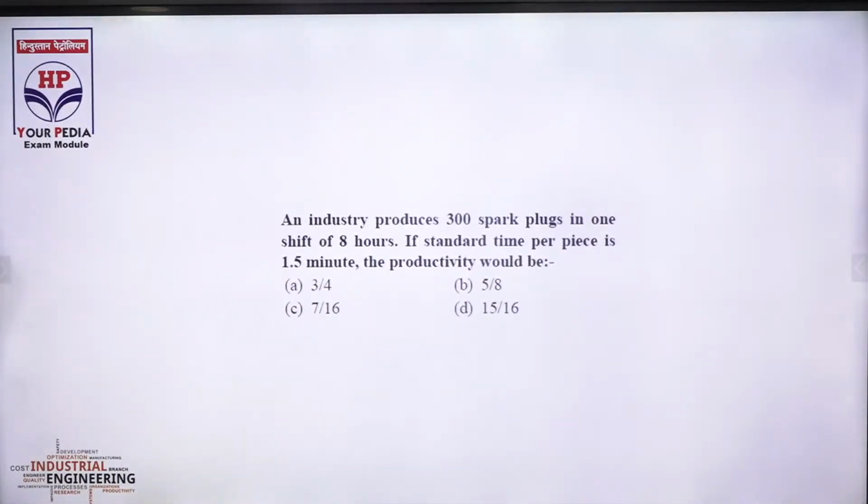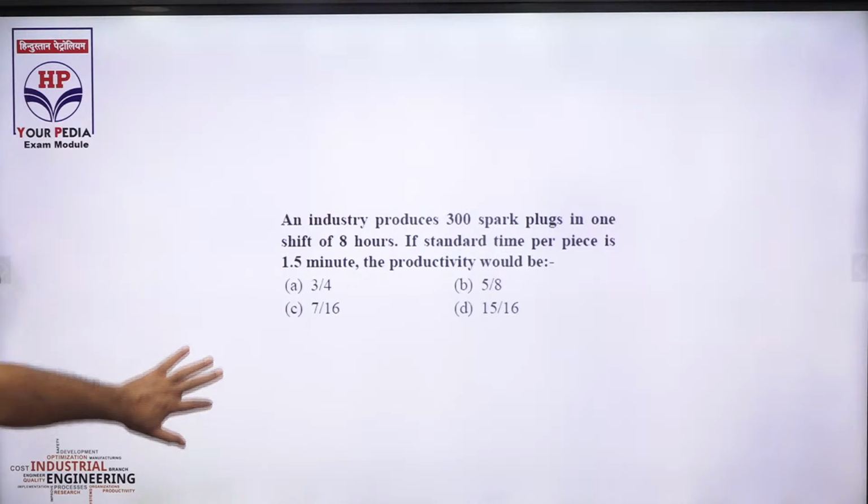An industry produces 300 spark plugs in one shift of 8 hours. The standard time for a piece is 1.5 minutes. What will be the productivity? Productivity is output over input. What is the output in 8 hours? 300 plugs. What is the input? 8 hours. What is the output? 300 plugs. That is the output. So what is output over input?